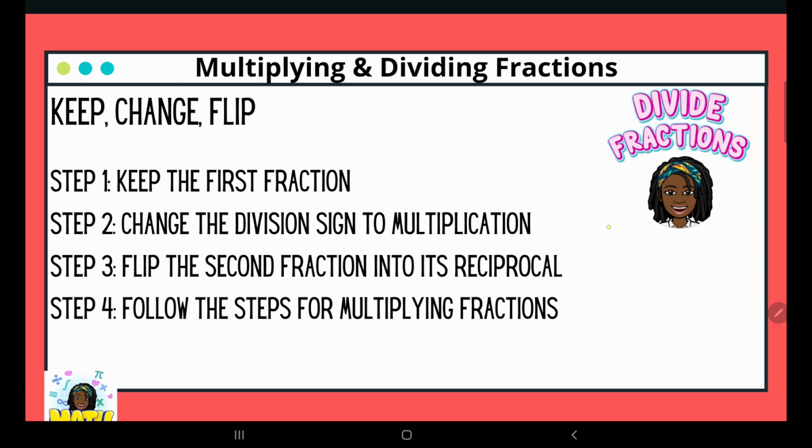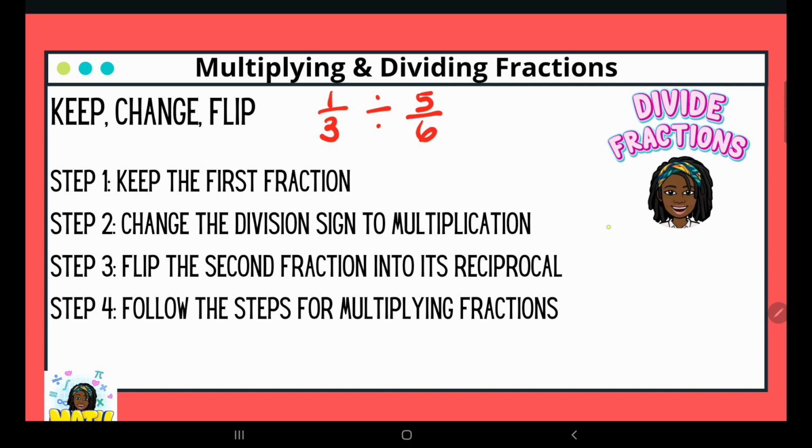Now for dividing fractions, it's one more step outside of just multiplying our fractions. So the first thing you want to do is to keep, change, flip. So if I have 1/3 divided by 5 over 6, then I want to first keep my first fraction, change the division sign to multiplication, flip the second fraction to its reciprocal.